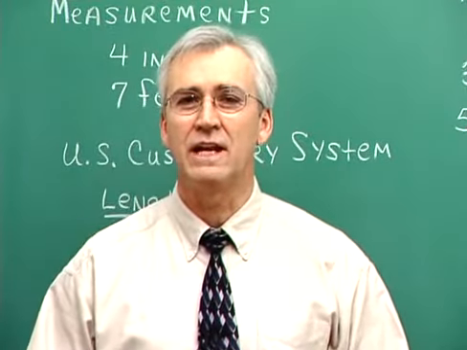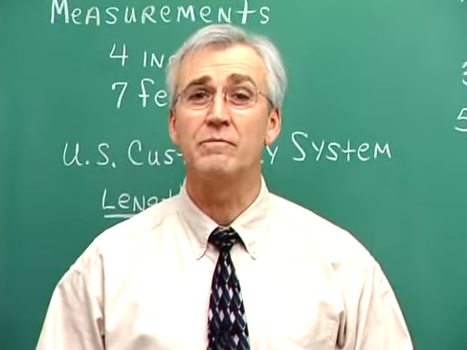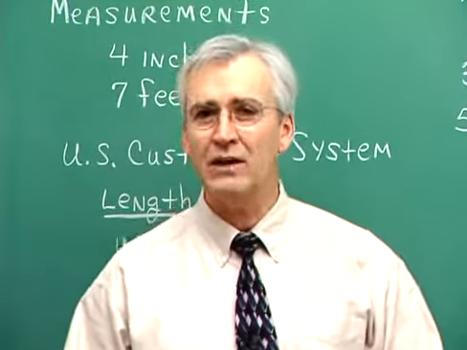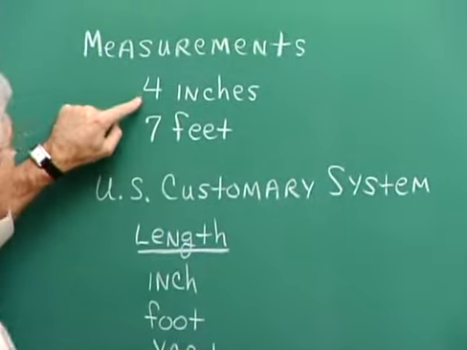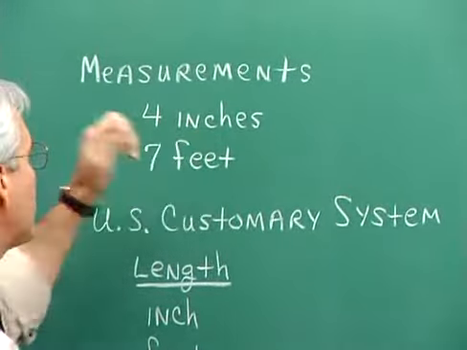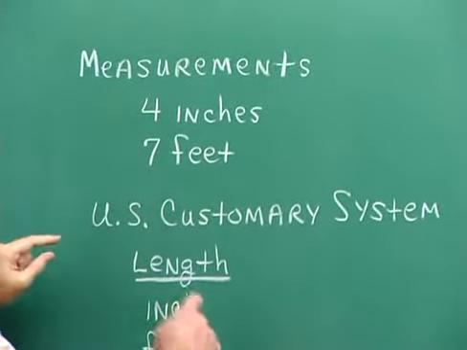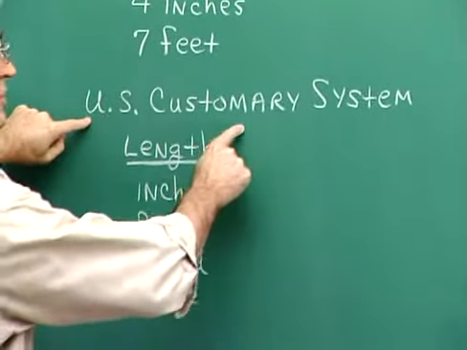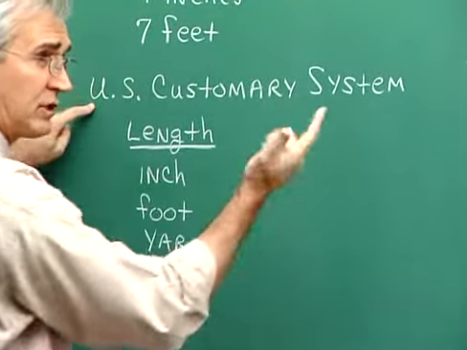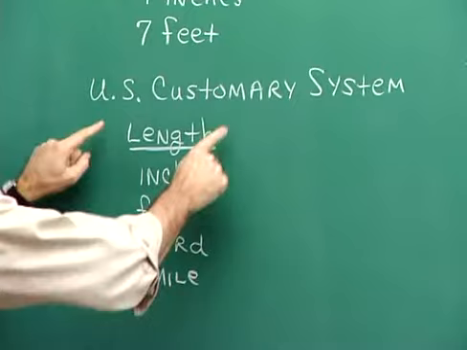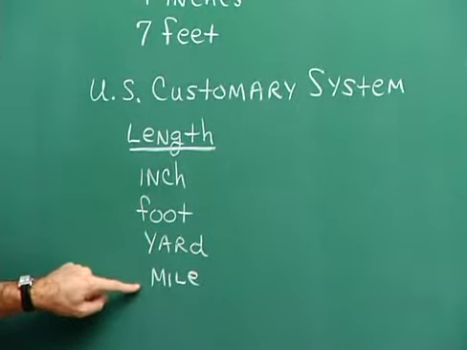In this chapter and the next, we're going to be talking about systems of measurement. A measurement has two components. It has a number and a unit. So 4 inches would be a measurement, 7 feet would be a measurement. And these are measurements in the United States customary system of measurement, which we're studying in this chapter. Units of length include inch, foot, yard, and mile.